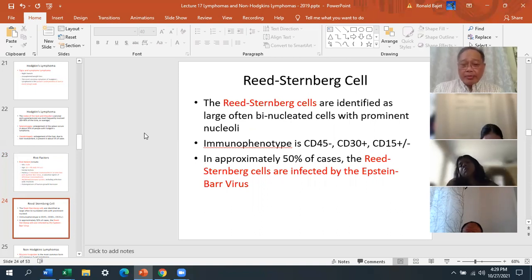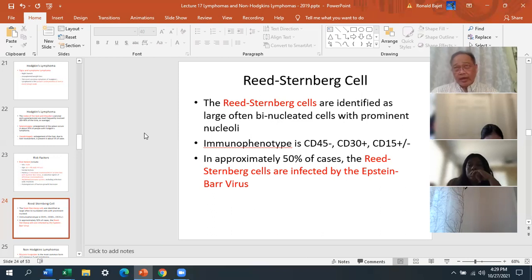In approximately half the cases, as I mentioned earlier, the Reed-Sternberg cells are actually infected with the Epstein-Barr virus. So make sure you know that if you have a positive infection for the Epstein-Barr virus, another possibility other than infectious mononucleosis is that you could be looking further into Hodgkin's lymphoma, because the Epstein-Barr virus has a tendency to infect the Reed-Sternberg cell, which is the identifying cell for Hodgkin's lymphoma.